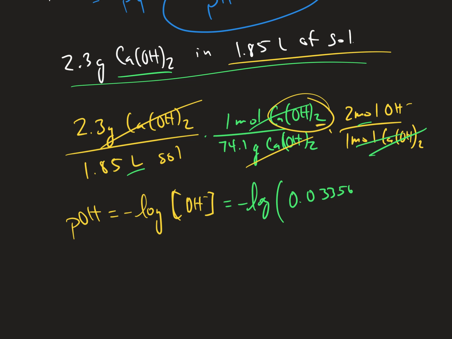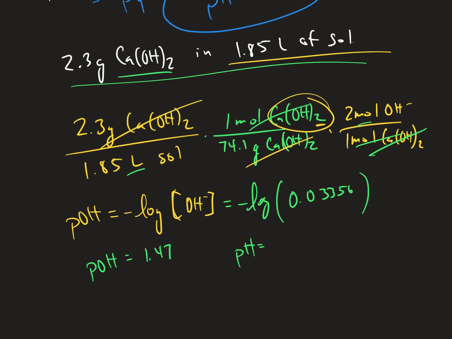So that's our molar concentration of OH minus, so we're going to put that into the negative log, right? And so our pOH is what? 1.47? So how do you calculate the pH? Because that's our question.